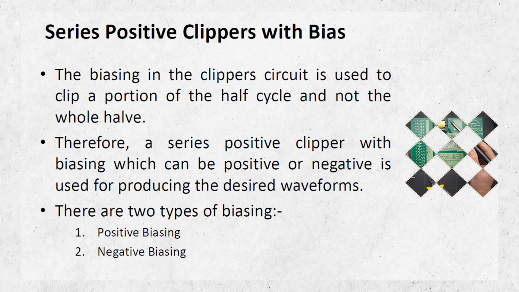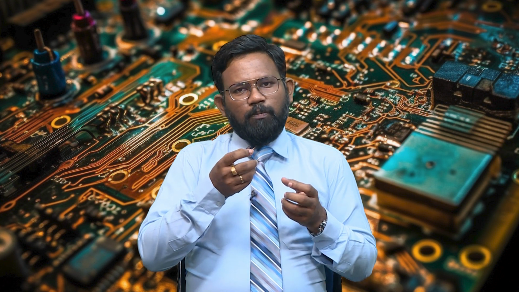Series positive clippers with biasing. The biasing in the clipper circuit is used to clip a portion of the half cycle and not the whole half. Therefore, a series positive clipper with biasing, which can be positive or negative, is used for producing the desired waveforms. The main purpose of biasing is to clip a portion of the half.